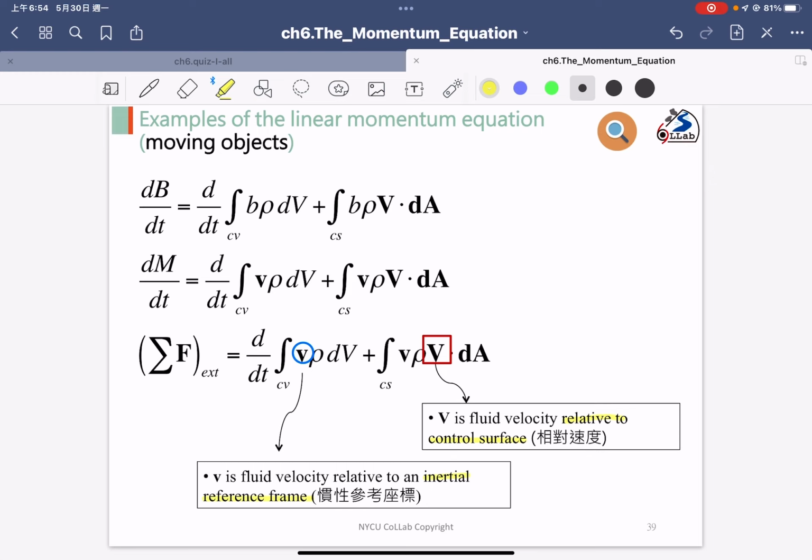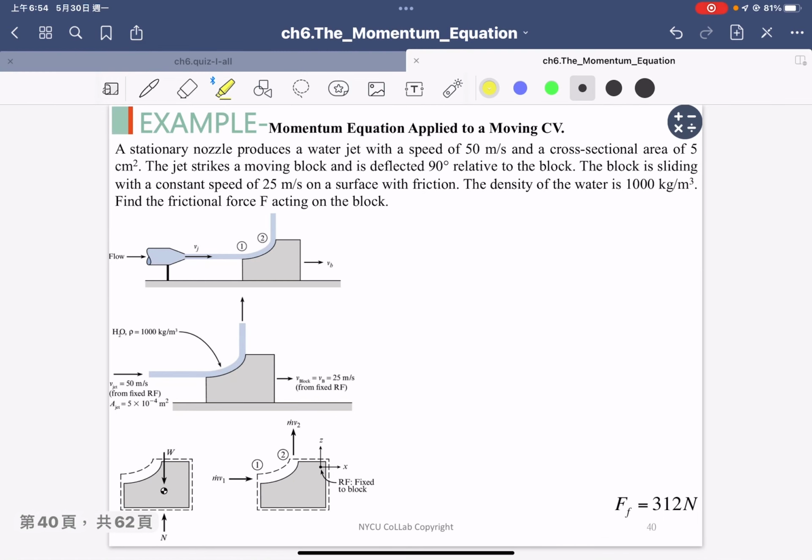So if we look at the crossings, the control volume is moving, so we need to take care of the different velocity items for our problems. Okay, so we have the exercise, and then you can understand how different they are and how we can apply the different reference frames to deal with our problems. Okay, but today we still have the quiz, so I may stop here and move to the quiz.